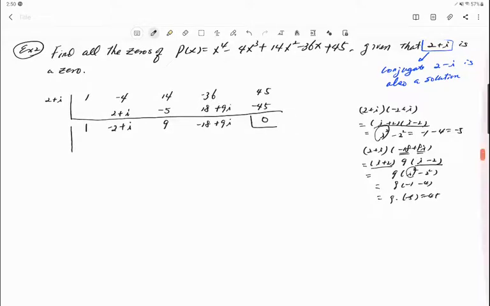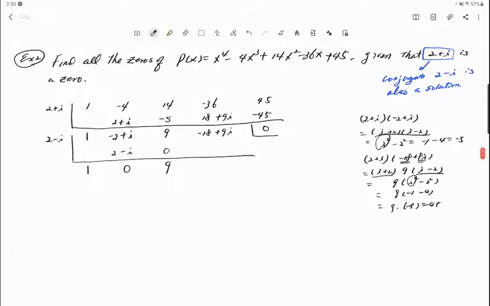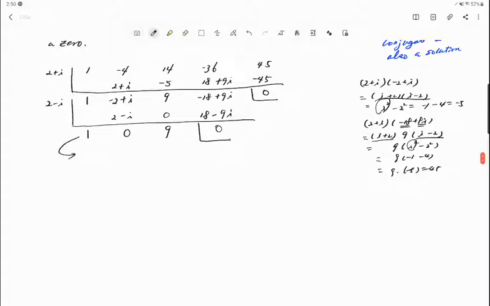So why don't we divide the result by 2 minus i as well? Okay, bring 1 down and multiply these two, so there will be 2 minus i. Then multiply these two and add, and it becomes 0. Multiplying 0 and 2 minus i is still 0. Add 9, and add these two numbers, the complex number and 9: it's 18 minus 9i. Then add these two, it's 0. Bingo.